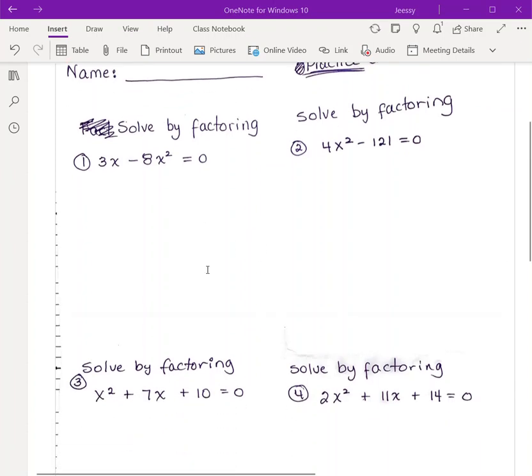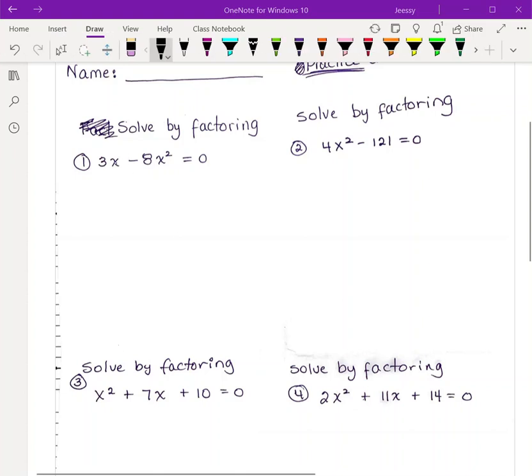All right, so in the first one, the first thing you want to do is factor out your GCF. And so between the 3 and the 8, yes, there is no GCF besides 1.